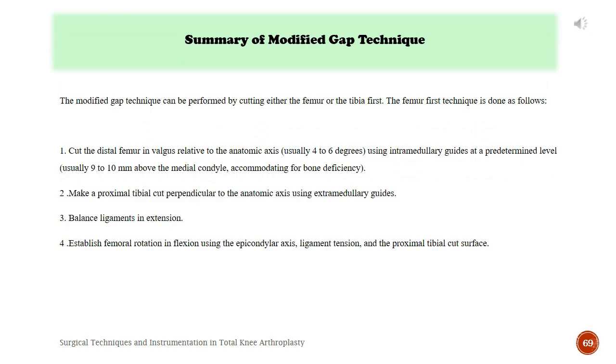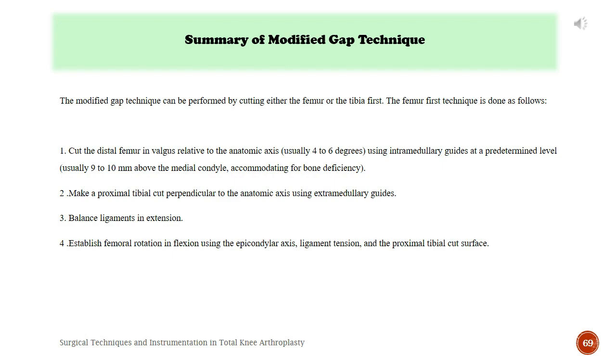The modified gap technique can be performed by cutting either the femur or the tibia first. The femur first technique is done as follows. 1. Cut the distal femur in valgus relative to the anatomic axis, usually 4 to 6 degrees, using intramedullary guides at a predetermined level, usually 9 to 10 millimeters above the medial condyle, accommodating for bone deficiency.